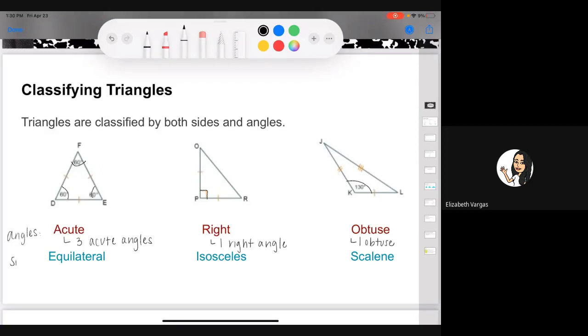We can also do this with side lengths. If all 3 sides are congruent, it is an equilateral triangle. So 3 sides congruent. If at least 2 sides are congruent, we have an isosceles triangle. And if absolutely no sides are congruent, we have a scalene triangle.